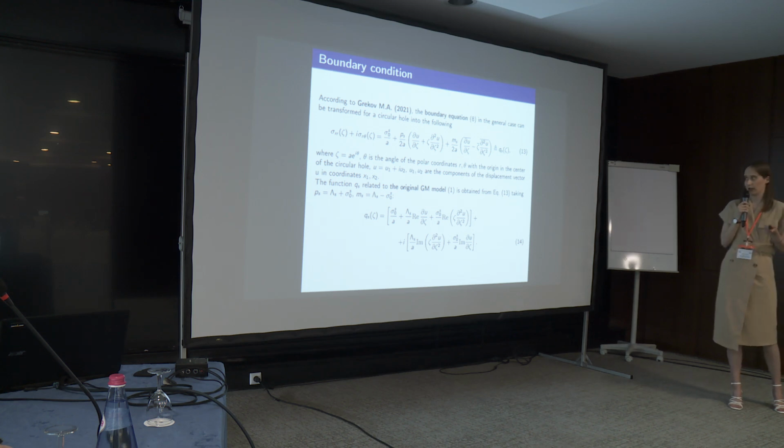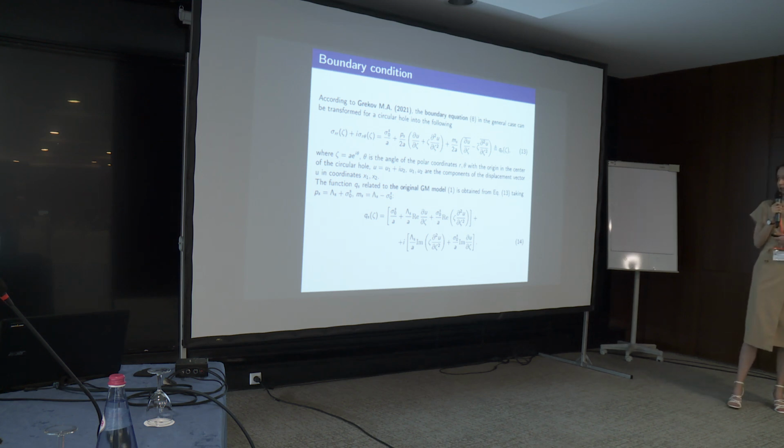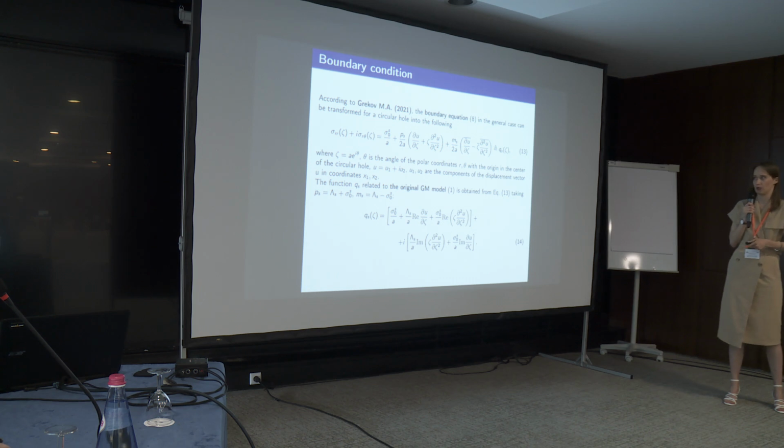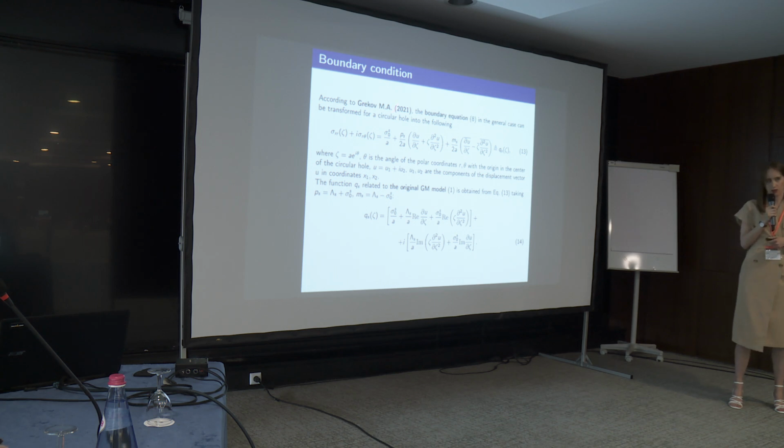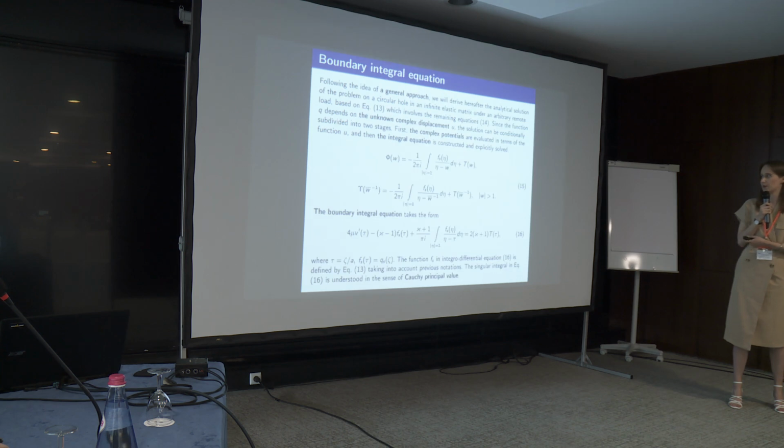So, according to Grekov, the boundary equation has, in the general case, this form. Here, zeta is the point on the boundary of the circle, and a is the radius of this circle. And we have this function Q, which depends on the unknown displacement vector. For example, in the original full Gurtin-Murdoch model, the functions Q will be presented by formulas 14. Also, when we change parameters PS and MS, we can present all other simplification models.